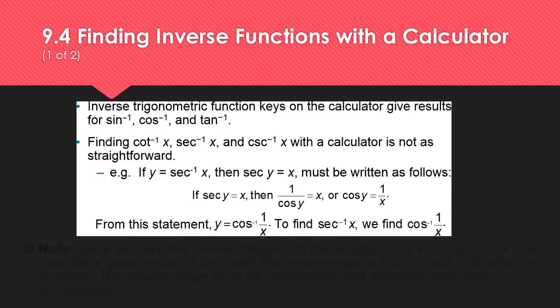Cotangent, secant, or cosecant are tricky because you have to remember that if y equals the inverse secant of x, then secant of y equals x, which means it's 1 over cosine of y. So if you want to find the inverse secant, you have to do the inverse cosine of 1 over the number. If you want to find the inverse secant of 2, you have to do inverse cosine of 1/2. Okay, so it's a little tricky. For cotangent, you're going to do the same with tangent, and for cosecant, you're going to do the same with sine.